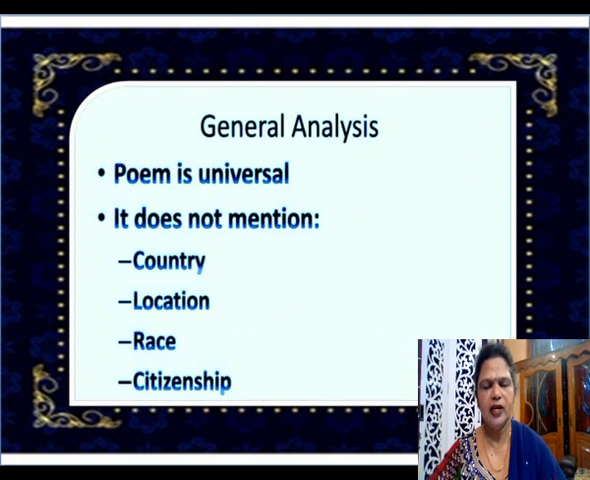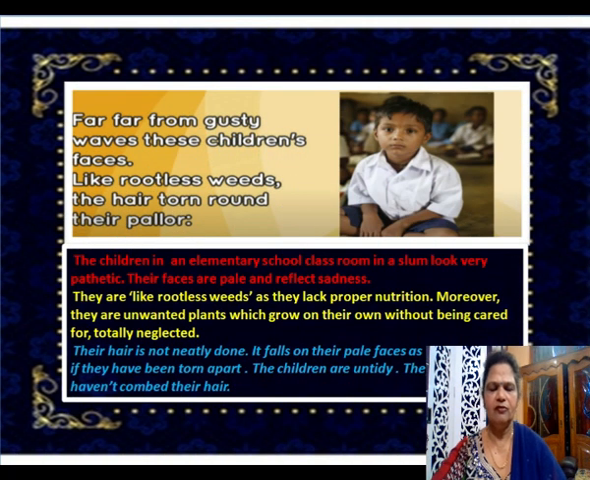If I want to say about the general analysis of this poem, the poem is totally universal. It does not mention any country, any location, race, or citizenship. So let us start with the poem now. First, I'll read a few lines of this poem and then I will explain. I mean to say, I'm explaining each line of this poem with different words.